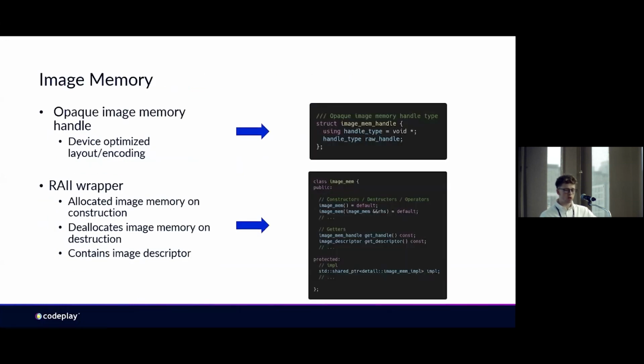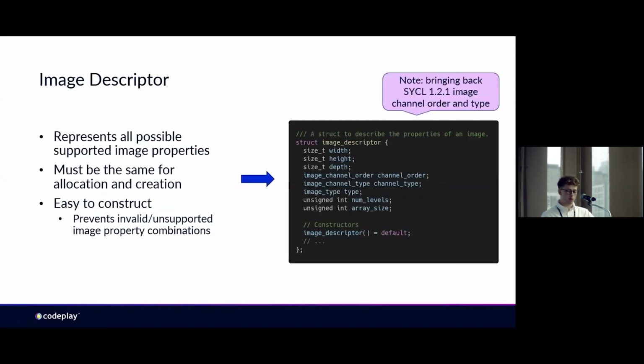So what does this look like? If you're trying to store your image memory in a device-optimized format, it'll be handled through a very simple opaque handle, which we have called image mem handle. We also provide our RAII wrapper, image mem, for this handle, which does all the allocating and destruction for you. And it contains all the useful information about the image, like the descriptor.